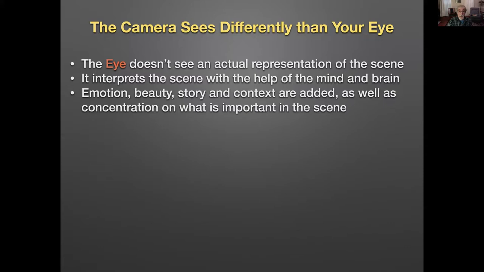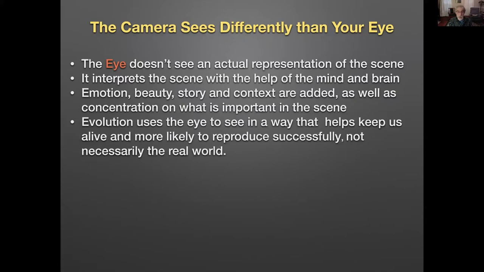So emotion, beauty, story, and context are added by the mind, as well as the concentration, what is important in the scene. Evolution uses the eye to see in a way that helps keep us alive and more likely to reproduce successfully, not necessarily to see the real world.